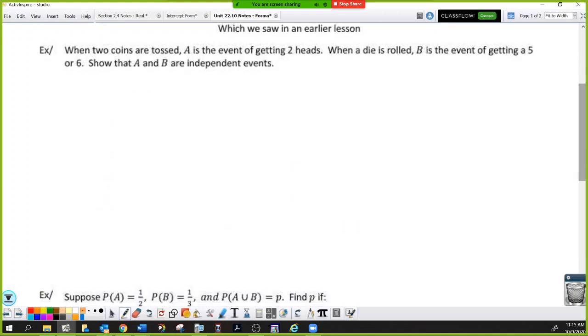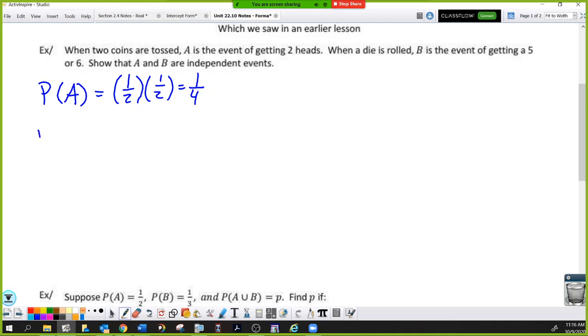Okay. When two coins are tossed, event A is you getting two heads. When a die is rolled, event B is you getting a 5 or a 6. Before I do anything, let's find the probability of A happening. That's two coins, and I'm trying to get heads and heads. The two coins are independent of one another, correct? So the probability of getting two heads is 1/2 times 1/2, which is 1/4. So the probability of event A occurring is 1/4.